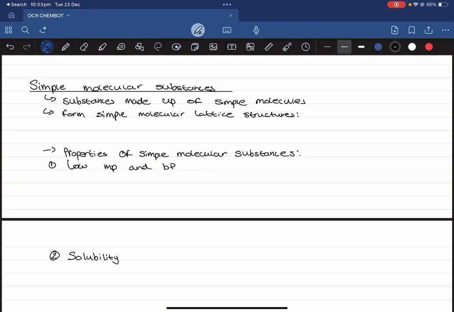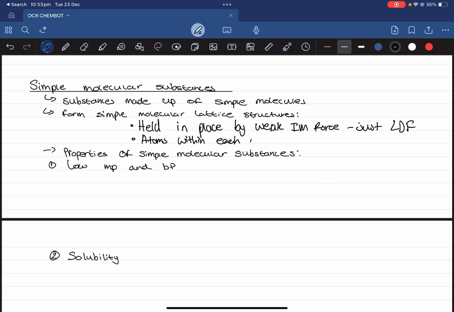Now, the last specification point for this chapter is simple molecular substances. These are substances that are made up of simple molecules, and that's as tricky as the definition will get. So it has a simple molecular lattice structure. This is because it is held in place by weak intermolecular forces, so just LDFs, and the atoms within each molecule are bonded together via covalent bonds. So there are some key properties of simple molecular substances that you do need to know.